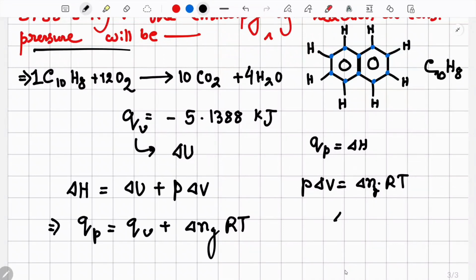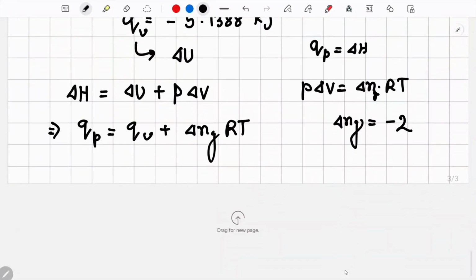So what is delta n_g? In the question given, this is liquid, this is gas, this is gas, this is solid. So obviously it is 10 minus 12, so it is minus 2.